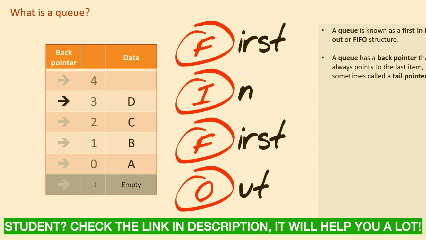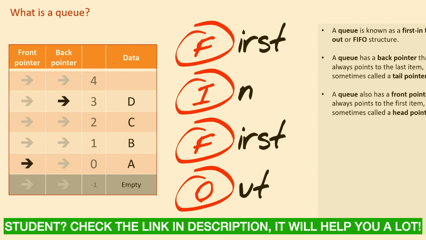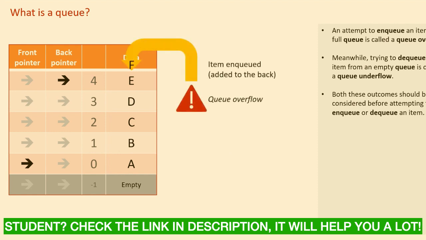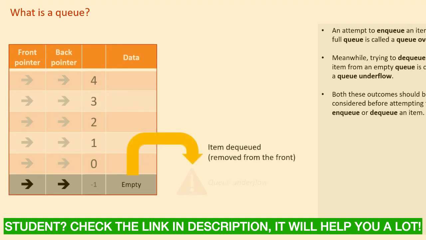A queue has a back pointer that always points to the last item, sometimes also called the tail pointer. It also has a front pointer that always points to the first item, sometimes also known as a head pointer. An attempt to enqueue an item in a full queue is called a queue overflow. Meanwhile, trying to dequeue an item from an empty queue is called a queue underflow. Again, both of these outcomes should be considered before attempting to enqueue or dequeue an item.